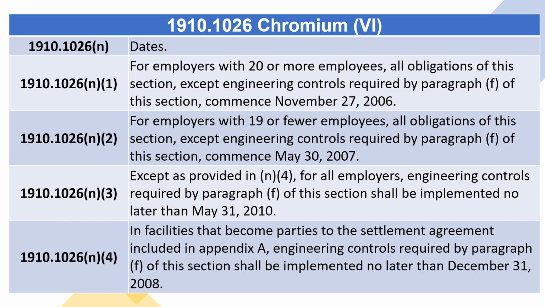1910.1026(n)(3), except as provided in (n)(4), for all employers, engineering controls required by paragraph (f) of this section shall be implemented no later than May 31, 2010. 1910.1026(n)(4), in facilities that become parties to the settlement agreement included in Appendix A, engineering controls required by paragraph (f) of this section shall be implemented no later than December 31, 2008.